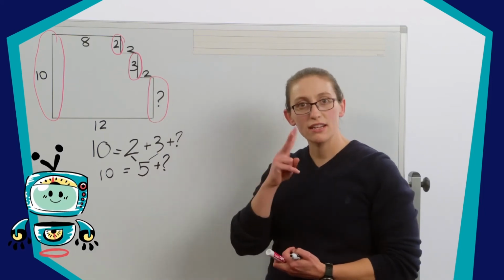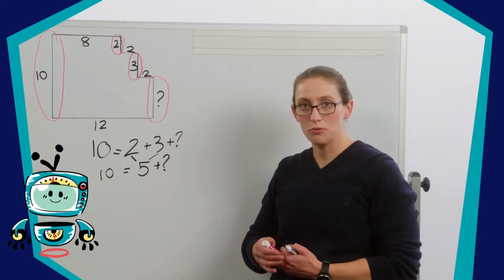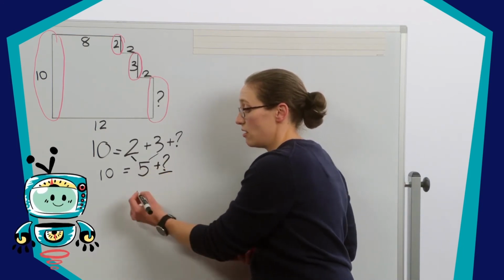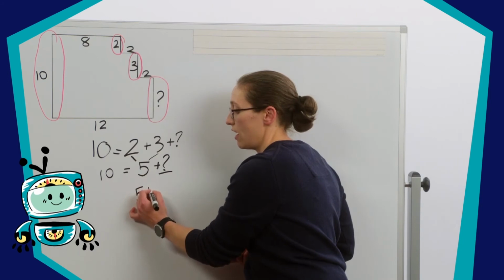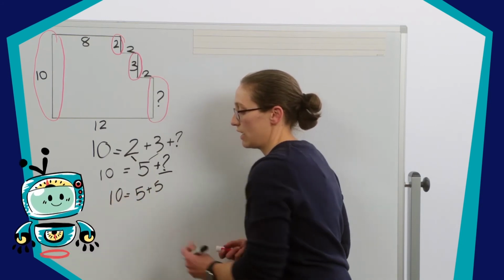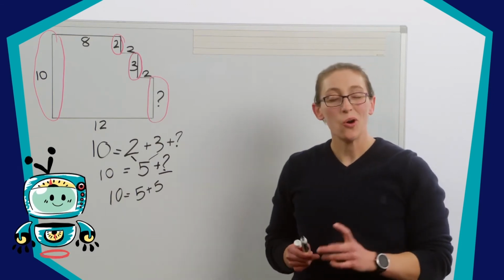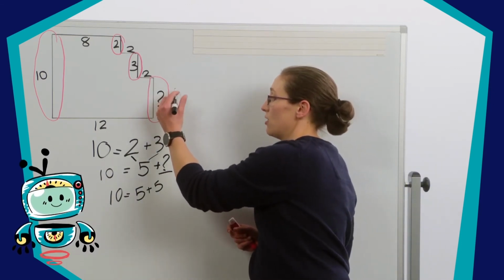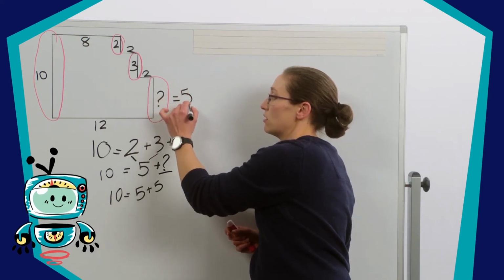Yeah, so that means that I need 2 5s to equal 10. So that would say that our something would be 5 plus 5 equals 10. That's awesome. We have found our missing unit. We know that it equals 5.